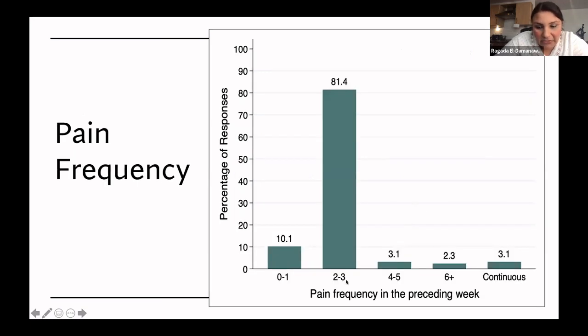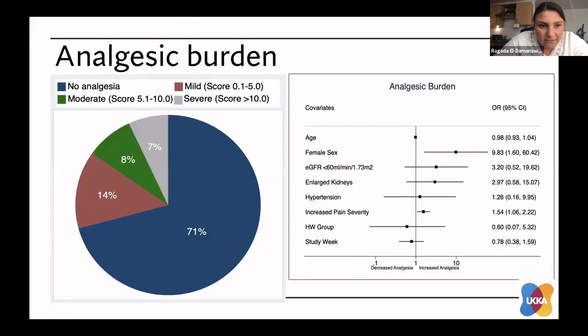Pain frequency, at least 81% of patients had 2 to 3 pain episodes over the preceding week, so quite frequent. And then in terms of the analgesic burden, this was quantified using something called the medication quantification score, which looks at the dose and the burden of the analgesia that's being used. And really, at least about 30% were on some form of analgesia.